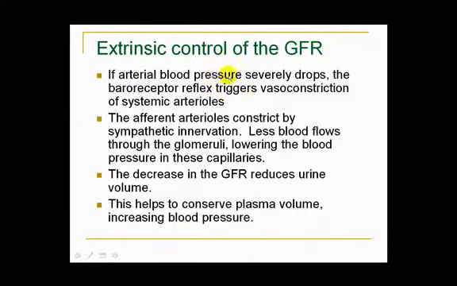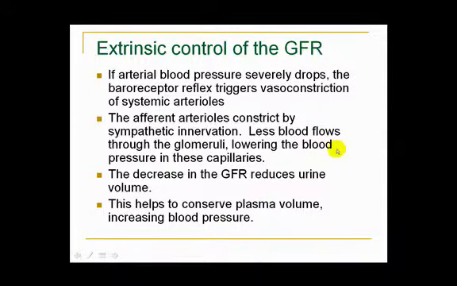If arterial blood pressure severely drops, then your baroreceptor reflex, that sympathetic reflex, will kick in and trigger vasoconstriction of your systemic arterioles. So all your blood vessels will constrict to increase your overall blood pressure. Now the afferent arterioles will also constrict by sympathetic, which will cause less blood flow through the glomerulus, and then therefore you'll decrease your glomerular filtration rate and reduce your urine volume. That's going to help conserve plasma volume and increase blood pressure. So when you're in sympathetic, you vasoconstrict that afferent arteriole and decrease urine production.